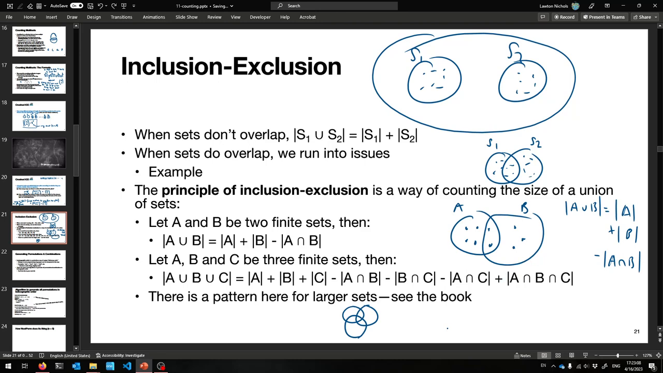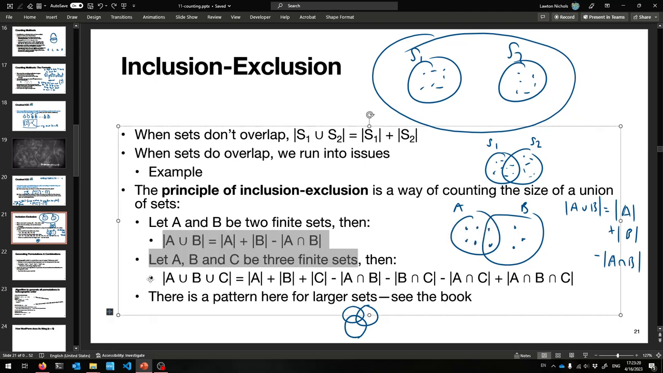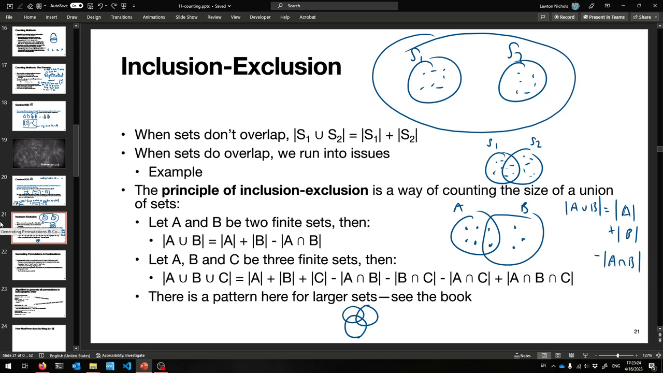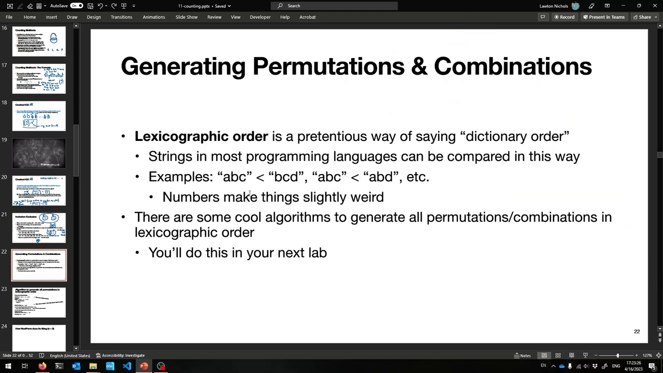And so there's a pattern to it. Feel free to look in the book or on Wikipedia, but that's as far as I care about you learning right now. You can prove with induction, though, that this general pattern that maybe you see holds. So that's the idea. That's inclusion-exclusion, counting stuff.